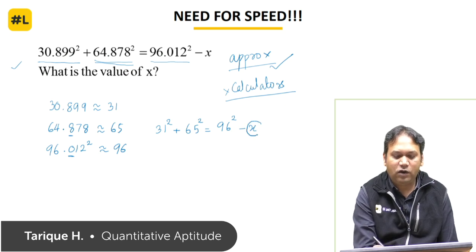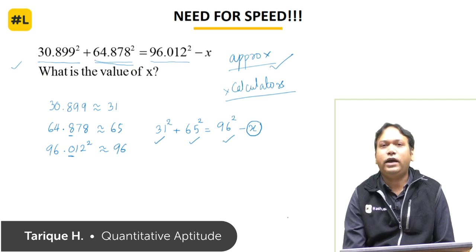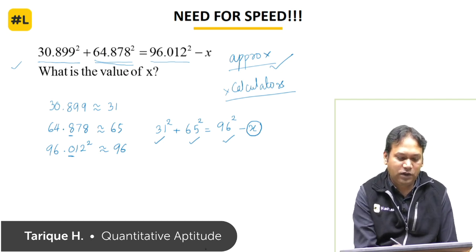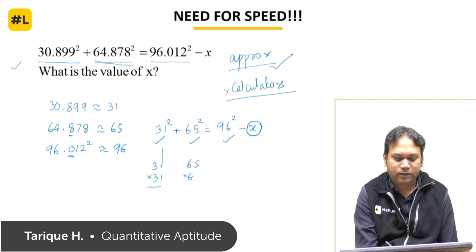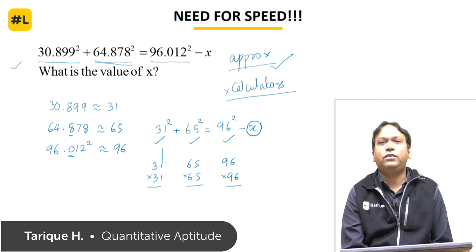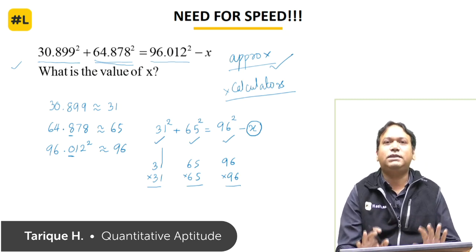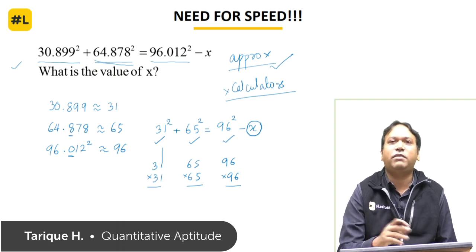So, to find out the value of x, you have to find out the square of three numbers, 31, 65 and 96. Again, if you start calculating now using your conventional methods, so 31 into 31, or 65 into 65, or if you have to calculate 96 into 96. Now, do you think that this is going to work? If you try this, maximum you can solve 10 questions in maths, 8 to 10 max. Some questions are wrong, some are right.